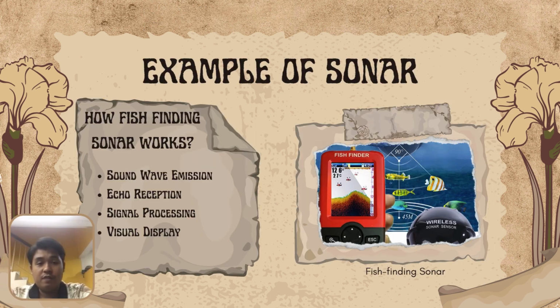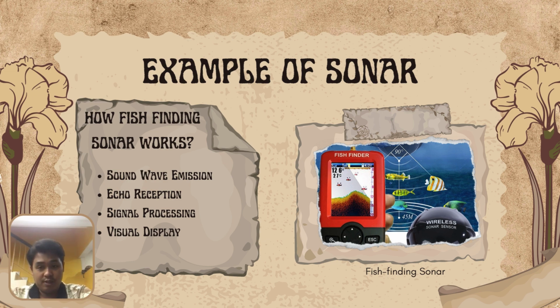Next is fish finding sonar. So how does fish finding sonar work? First, sound wave emission. The sonar device emits sound wave pulses into the water using a transducer. This sound wave travels through the water and bounces off objects including fish, seafloor, and underwater structures. Second is echo reception. The transducer then listens for the echoes of this sound wave as they return. Different objects return echoes at different times and intensities depending on their distance and size.